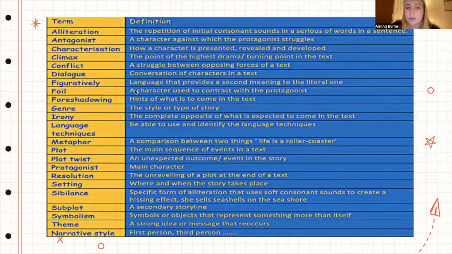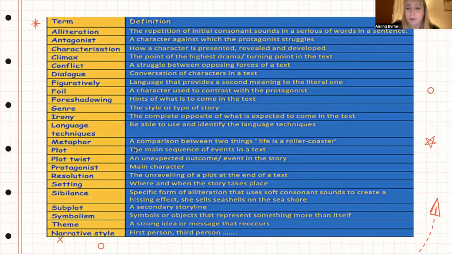A foil is a character used to contrast with the protagonist. The protagonist is the main character. Foreshadowing is hints of what is to come in the text. Genre is the style or type of story. Irony is the complete opposite of what is expected to come in the text. Language techniques are very similar to our poetic techniques. When it says to be able to use and identify the language techniques, what we're talking about is poetic techniques: alliteration, metaphors, similes, all that.